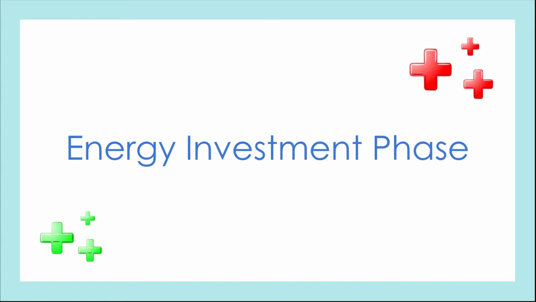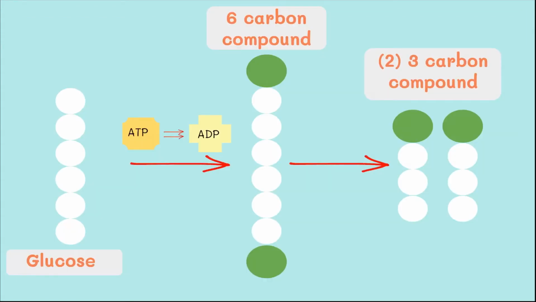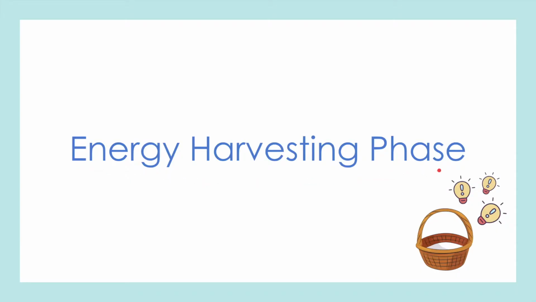Energy investment phase. Invest means to put into. In this phase, 2 ATP are used as activation energy to rearrange the glucose by attaching a phosphate from each ATP, causing glucose to become unstable and split into 3-carbon compounds with phosphates attached. Energy harvesting phase. This is the second stage of glycolysis.